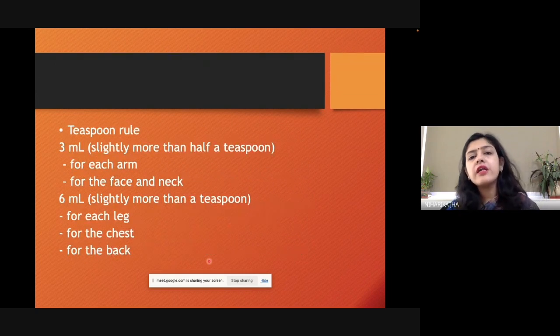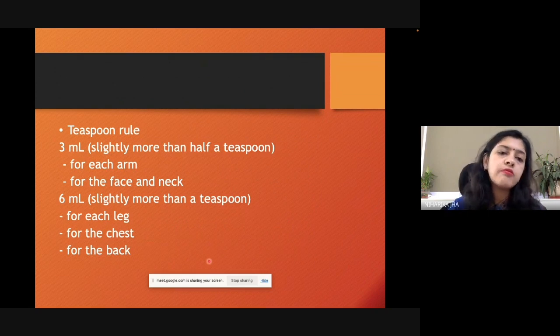So what is the teaspoon rule? The teaspoon rule basically gives an approximate idea about how much sunscreen should be applied by the patient. Around 3 ml should be applied for each arm, for the face and the neck, and around 6 ml, which is slightly more than a teaspoon, for each leg, for the chest, and the back. So this gives an approximate idea to the patient regarding the exact amount of sunscreen they need to apply over the different body parts.